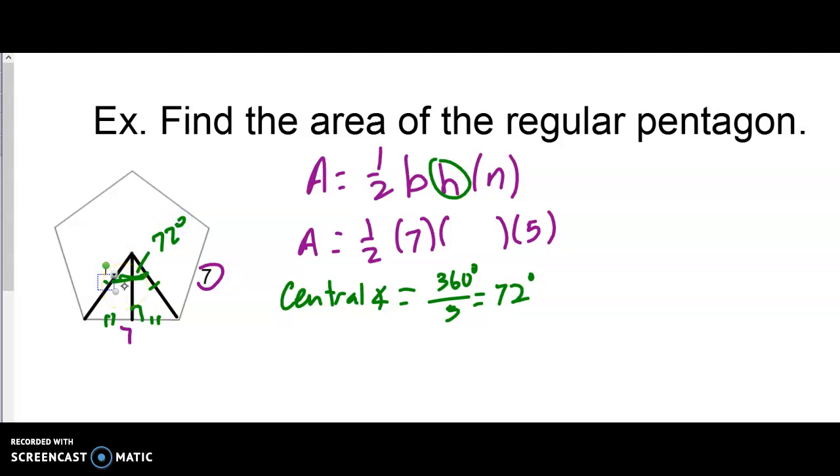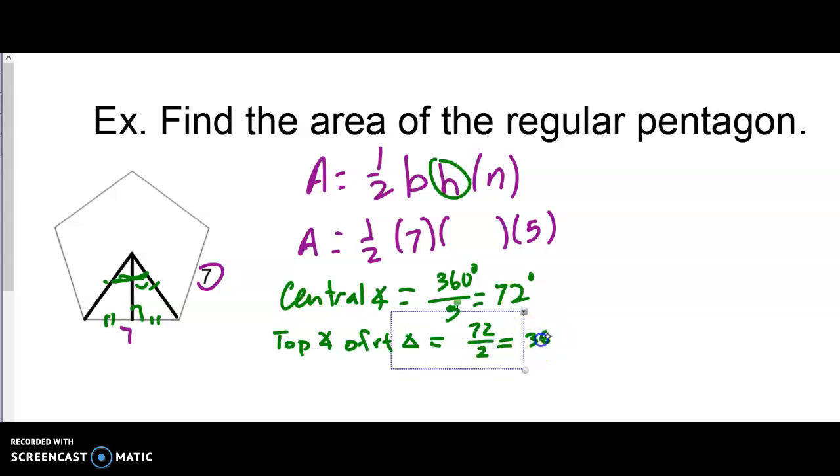Well, if the big angle is 72, how many degrees is just this little half going to be right there? To get that top angle in my right triangle, it'll have to equal whatever the central angle is. It's going to be bisected, so I'm going to divide that by 2. So it's going to be 36 degrees. So I now know that this top angle right here is 36 degrees. Okay? Now, I've got this angle of 36 degrees. Again, because this bottom is bisected, I know this little piece right here is 3.5 units long.